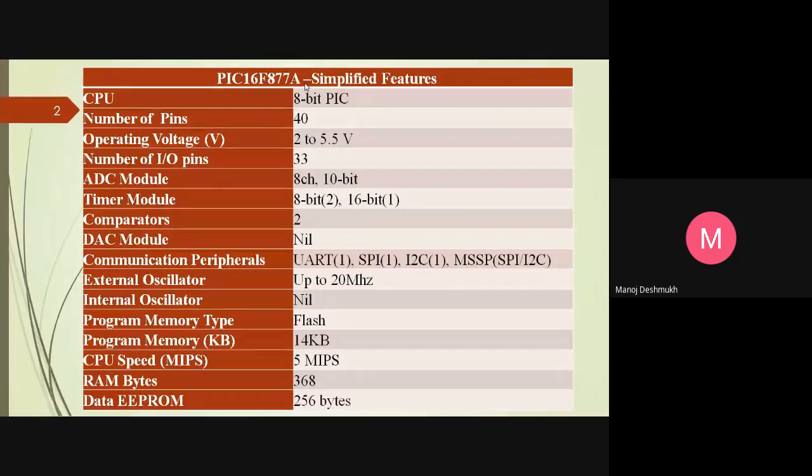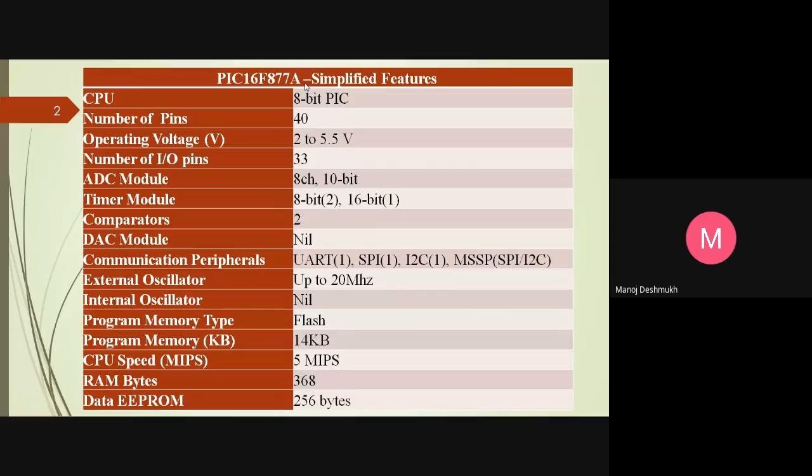Pins are also allocated, but a variable pin structure is there. So all ports do not have the same number of IO pins. That is, port A consists of 6 IO pins, port E consists of 3 IO pins, and the remaining 3 ports, that is B, C, and D, consist of 8 IO pins each. So a total of 33 IO pins are available.